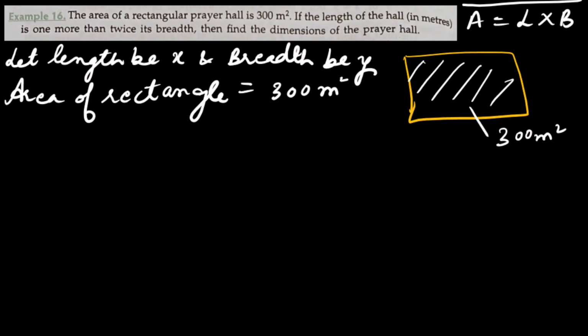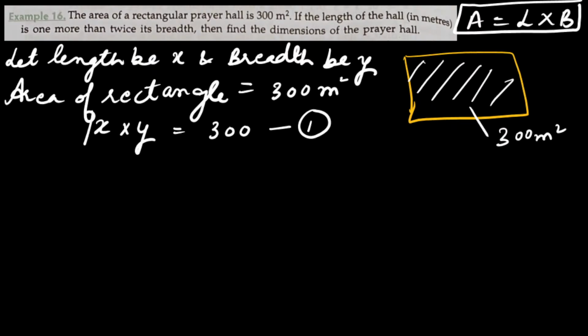So length I know is x, so I can write x into y. x into y is equal to 300. So this I can consider as one of the equations. First equation I've got now: x into y is 300. I just applied the formula of area of a rectangle. Area of rectangle is length into breadth. Now let's see what other information is given to us.